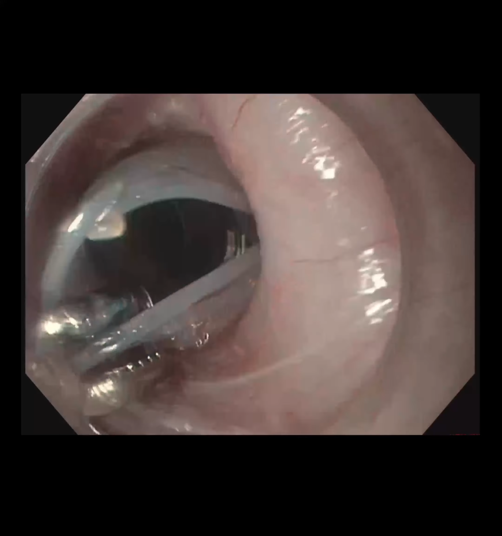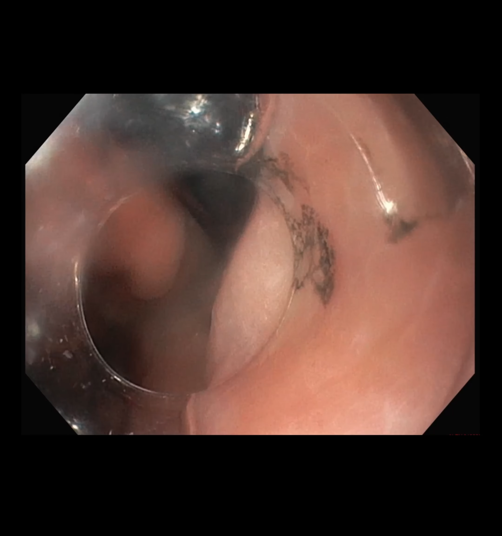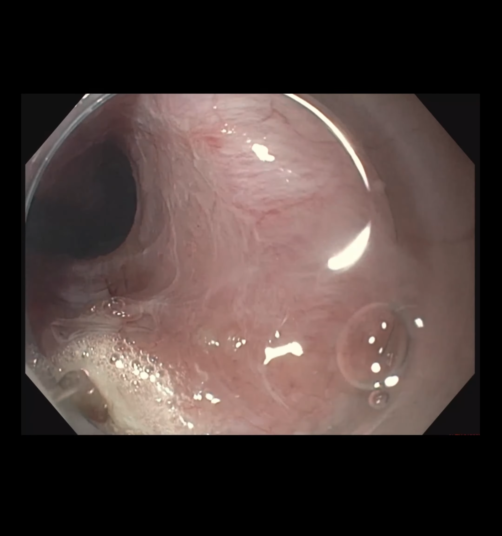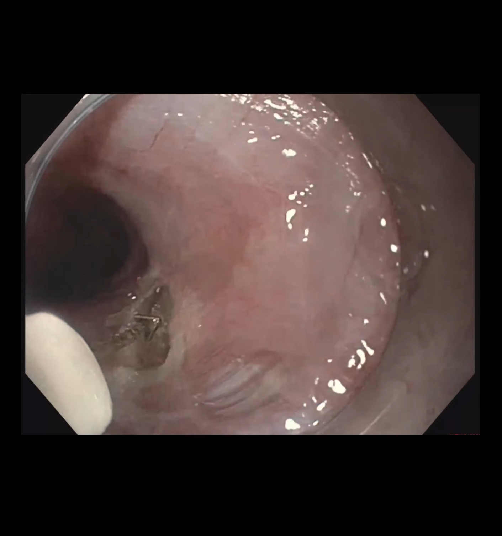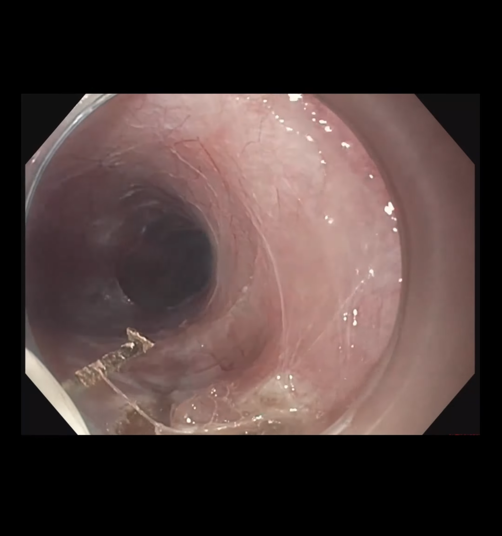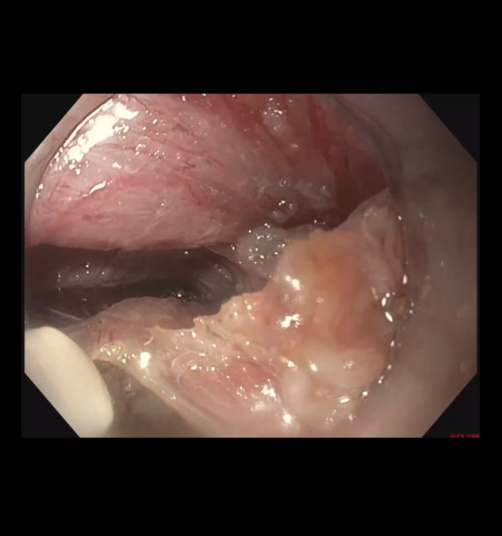Now further submucosal dissection was done and we assured that the dissection is completed 3 cm beyond the GE junction. The proximal myotomy was started with an intent to extend the myotomy and join the previously done myotomy.